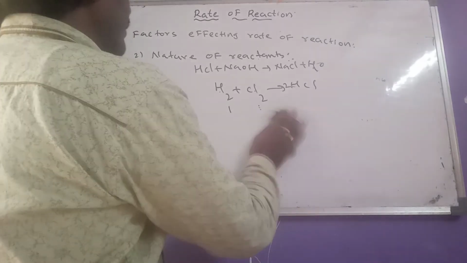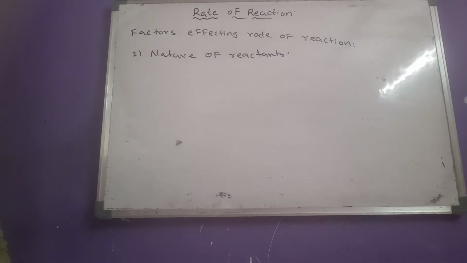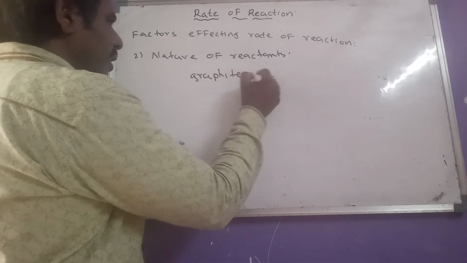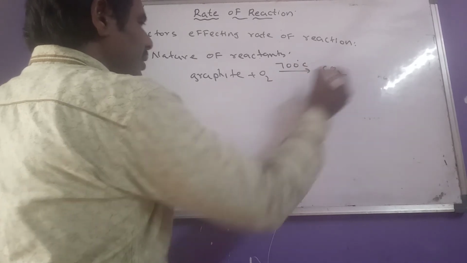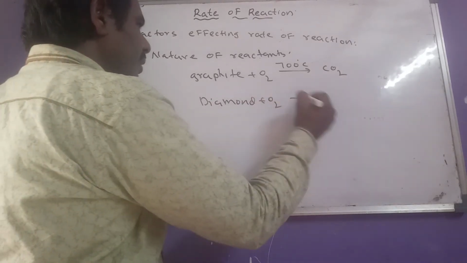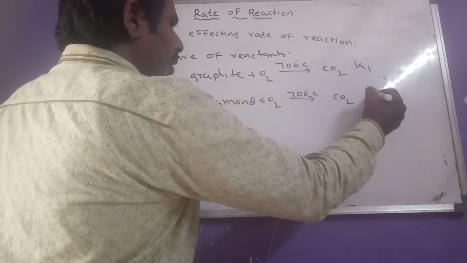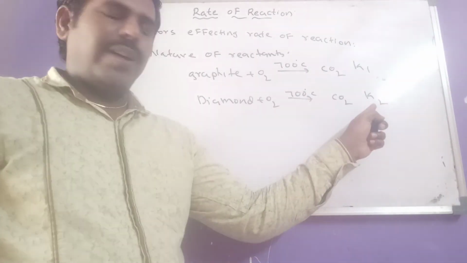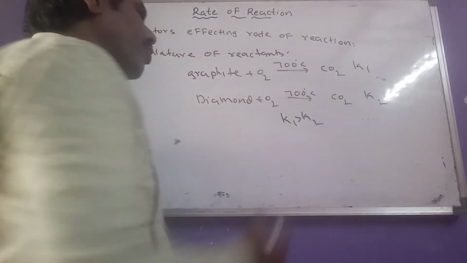Now this is regarding nature of reactants. And one more example is also there. Graphite when treated with oxygen at 700 degrees centigrade gives CO2. And similarly, diamond when treated with oxygen at the same 700 degrees centigrade gives CO2. Let the rate constant for graphite combustion be K1 and for diamond combustion be K2. Now in this case K1 is greater than K2.